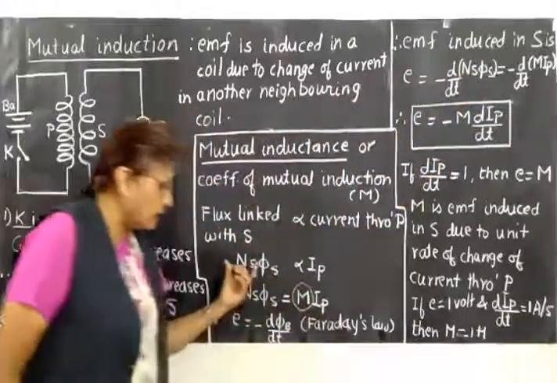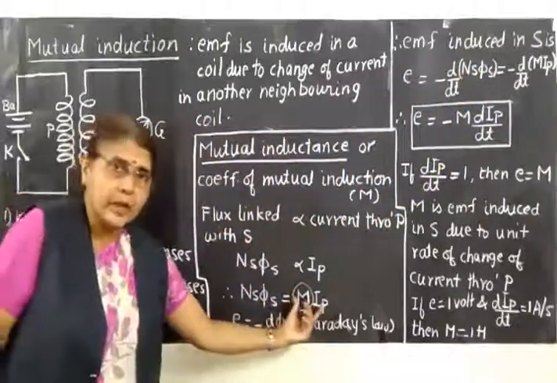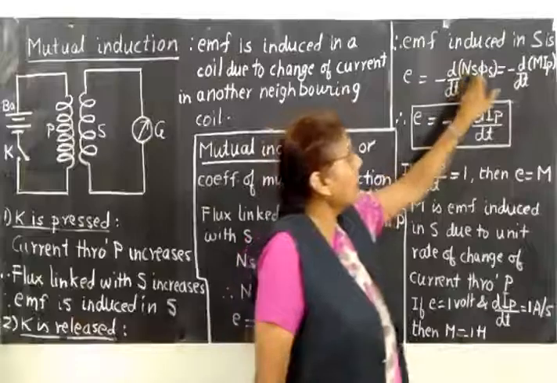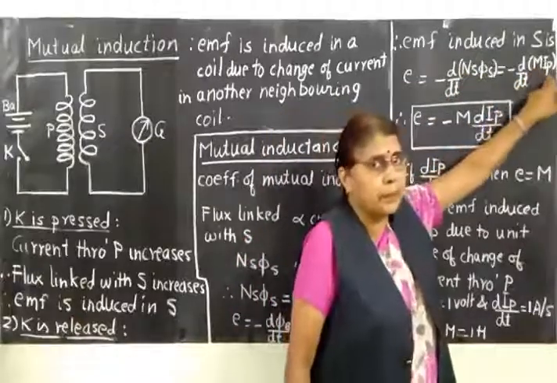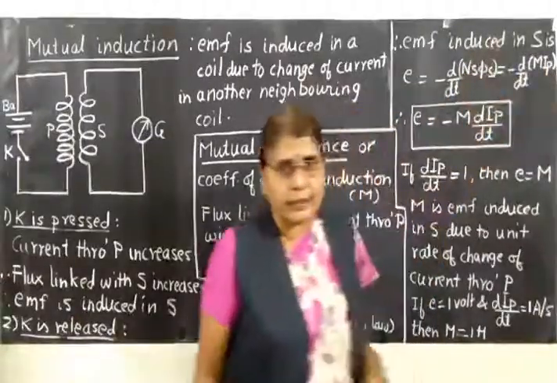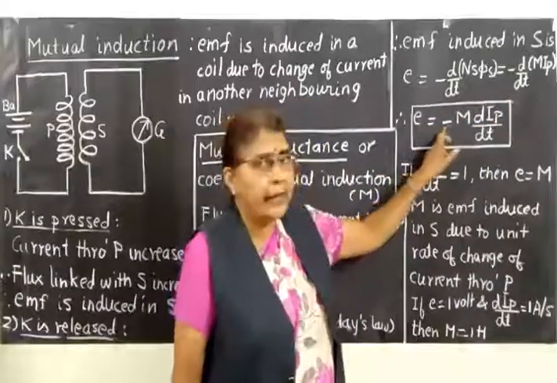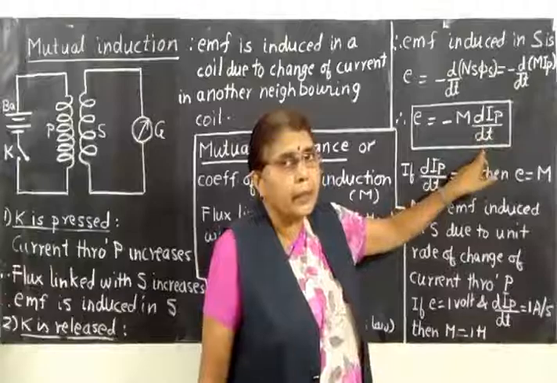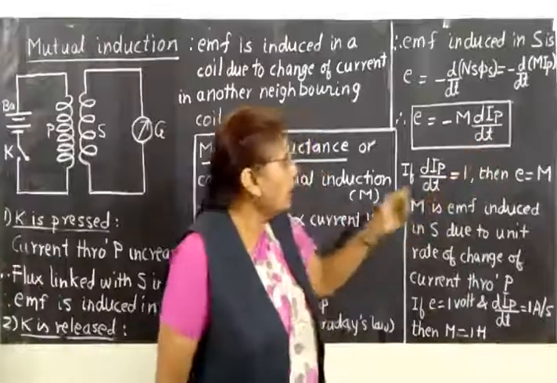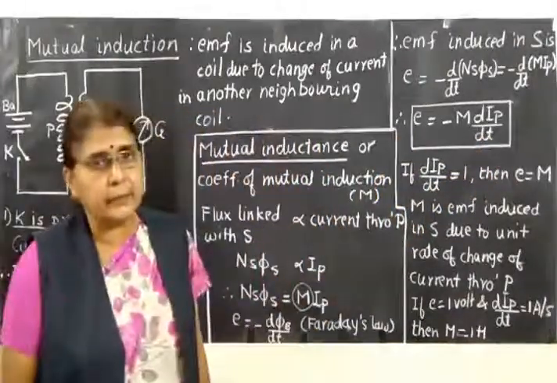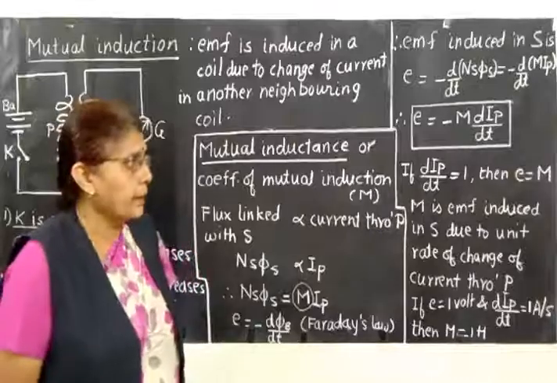So what is ns phi s? ns phi s is equal to M IP. So for ns phi s, I shall write it as M IP. M is a constant. You can take it outside. So you can write like this. E is equal to minus M dIP upon dt. So this is an equation for induced EMF in the secondary coil.